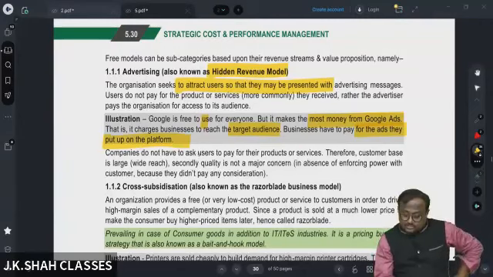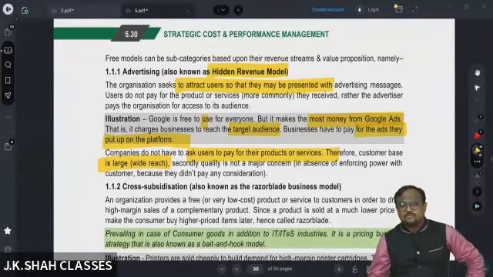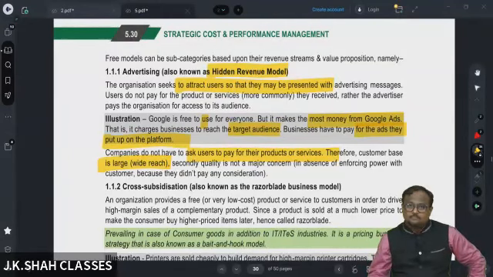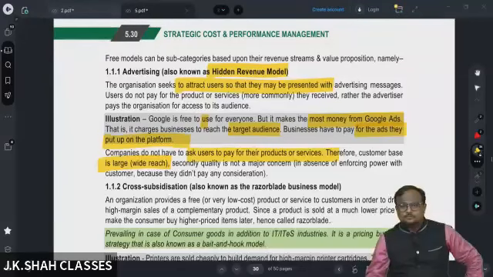Companies do not have to ask users to pay for their products and service, therefore customer base is large and wider. फ्री में मिले तो घासलेट भी पेले, वैसा है अपने देश में. तो जितना फ्री बांटोगे उतना फ्री बटेगा. The moment you start charging them, जैसे Spotify का रेटिंग 4.1 से सीधा 1.3 पे आ गया. That's what I've heard somewhere.